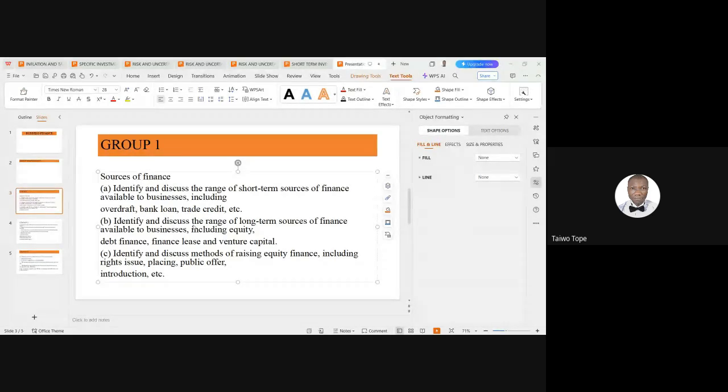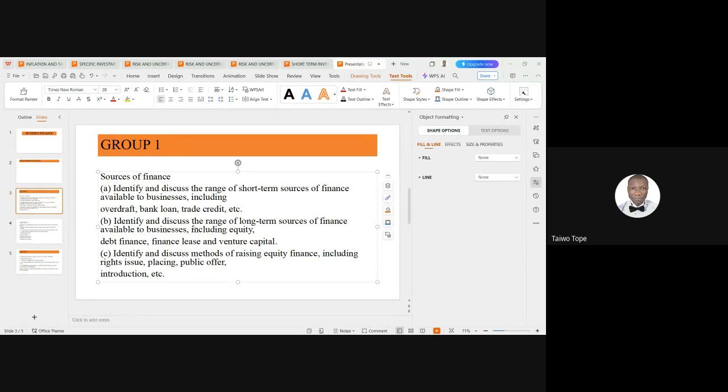And more so, there are two basic forms of lease, which everybody should know. Yes, there are two basic forms of lease. We have the operating leases and the finance leases. Somebody will ask me, what is an operating lease?